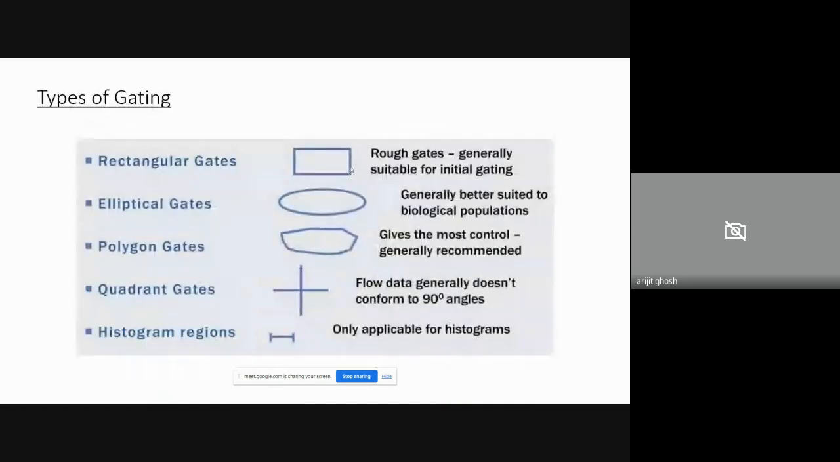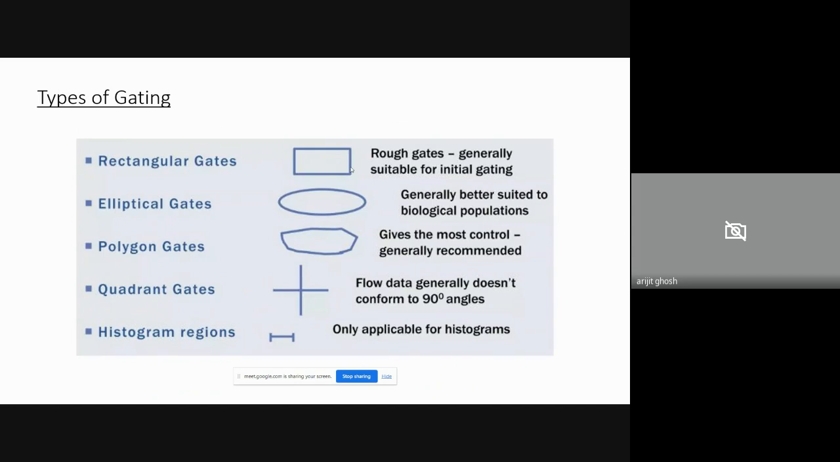Now, how many types of gates are there? These are different types of gates. First, 3 types: rectangular, elliptical, polygon. These 3 types of gates are basically used for the same purpose, to primarily get the population of interest in any experiment, but polygon is the most used among them.